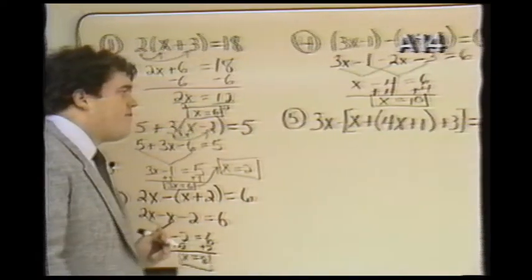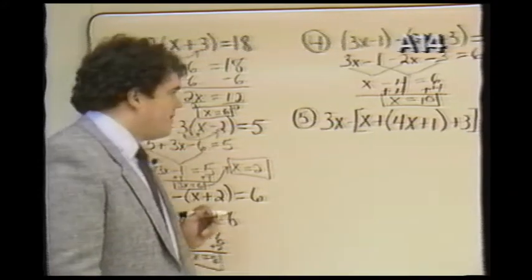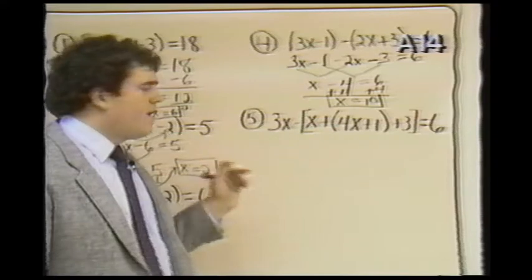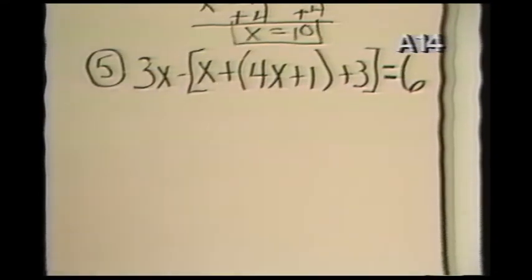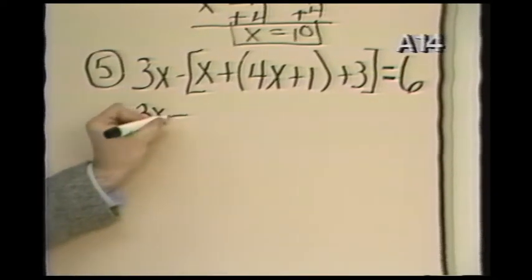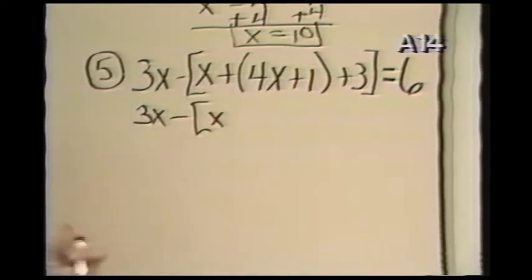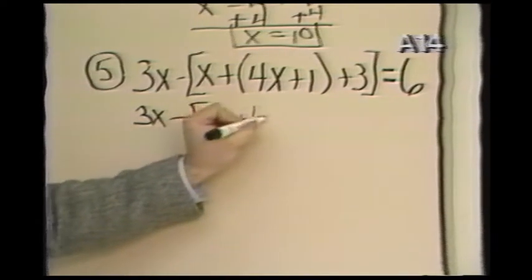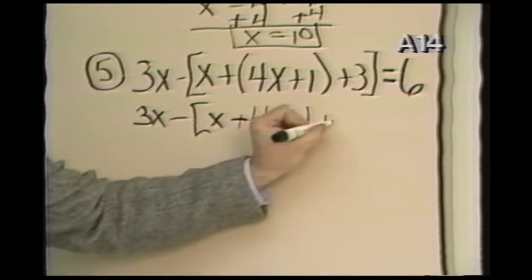Problem number 5. Now in this problem, we have 2 sets of parentheses. What we should do is start from the inside and work our way to the outside. Since there's a plus sign outside of this parentheses, we're going to just leave it alone. When you have a plus sign outside these things, you can just pull the parentheses off and leave them as they are. Leave that 4x a 4x and leave that 1 a 1.